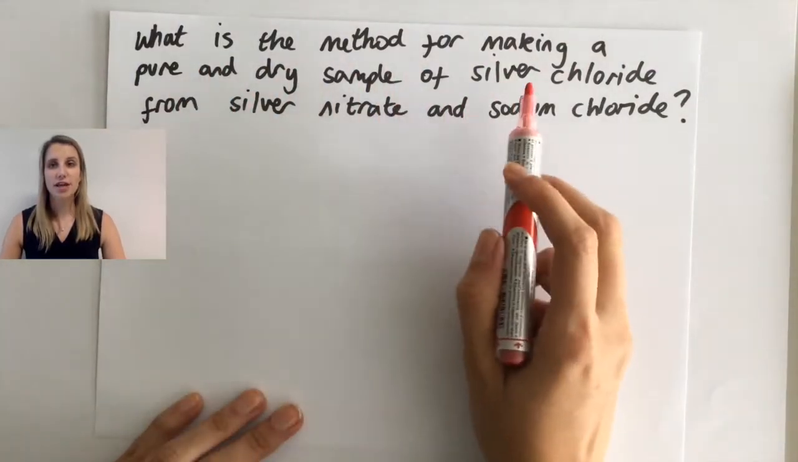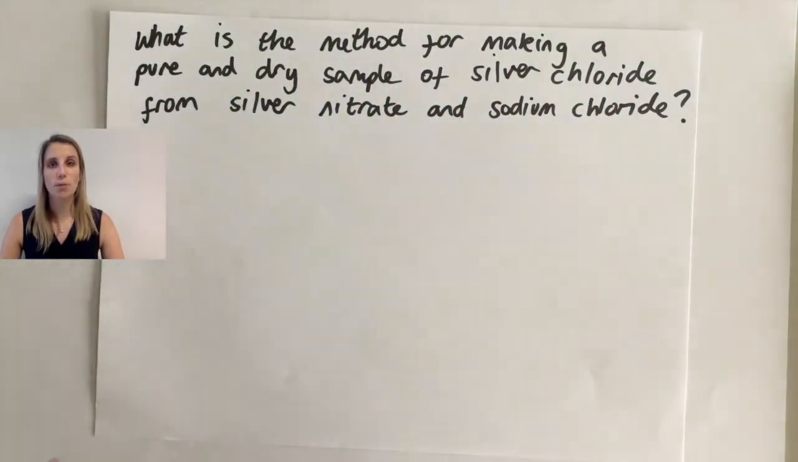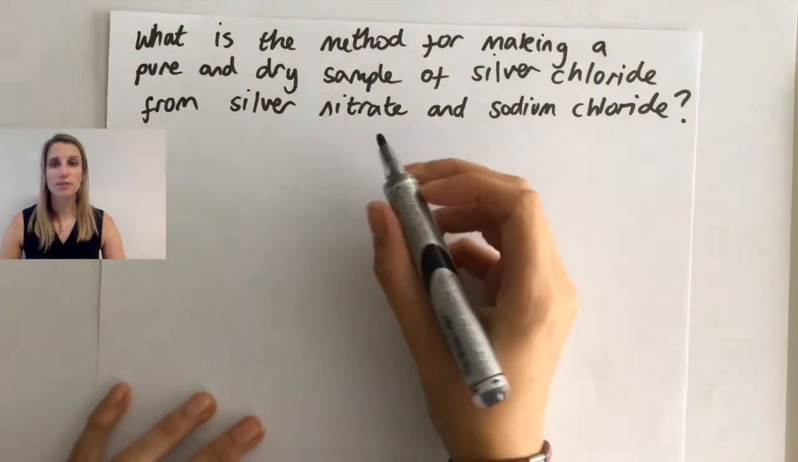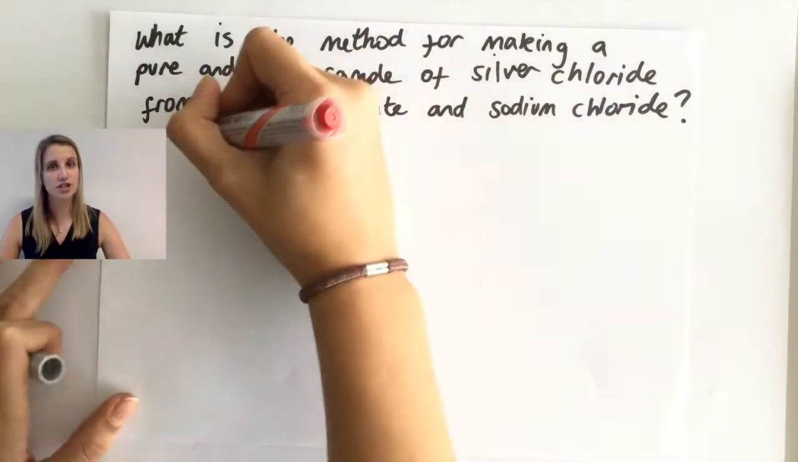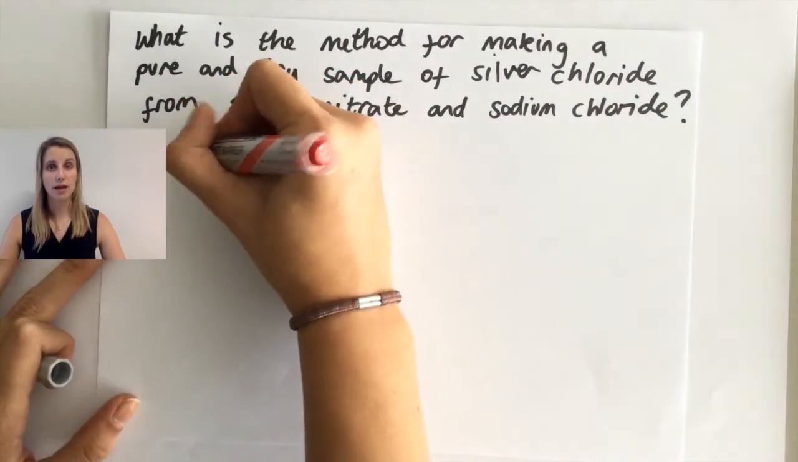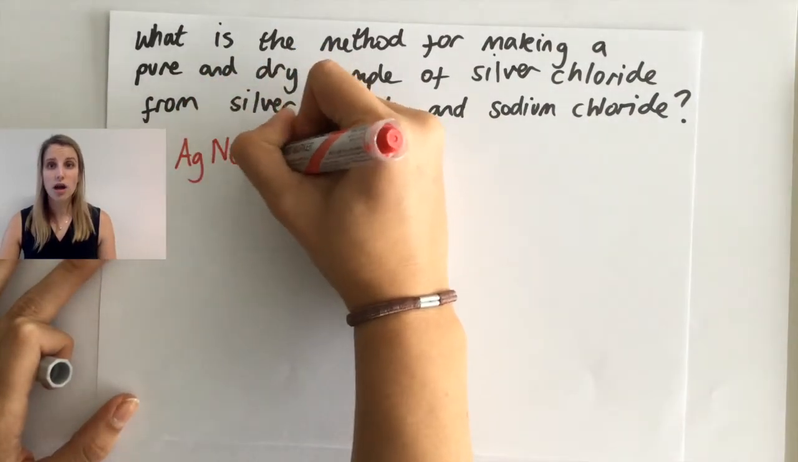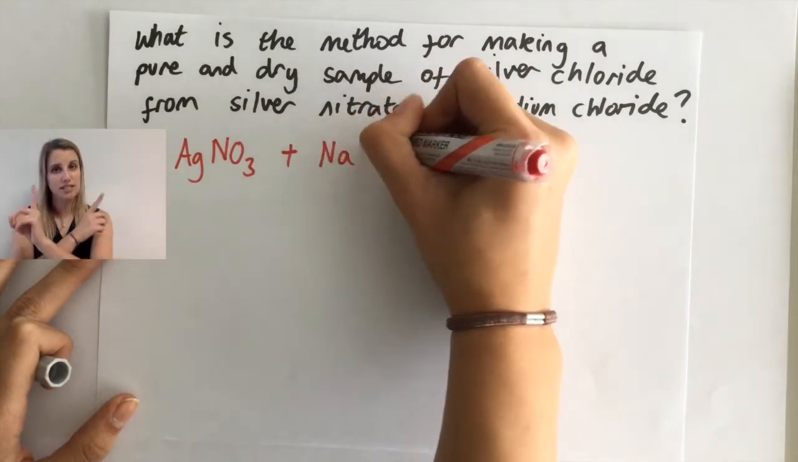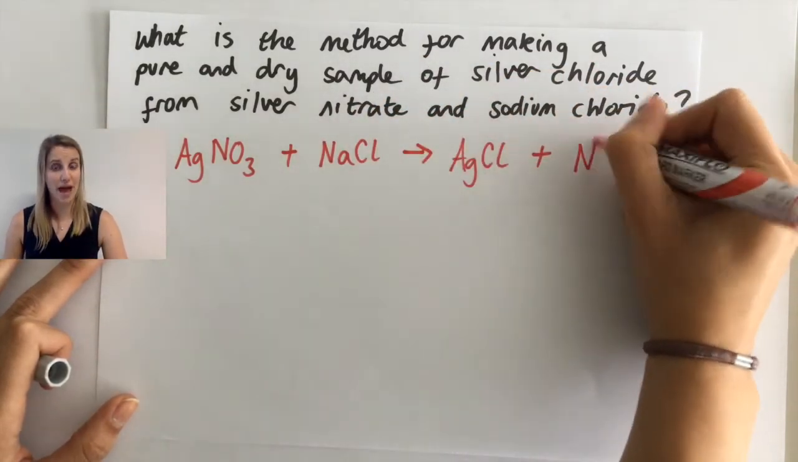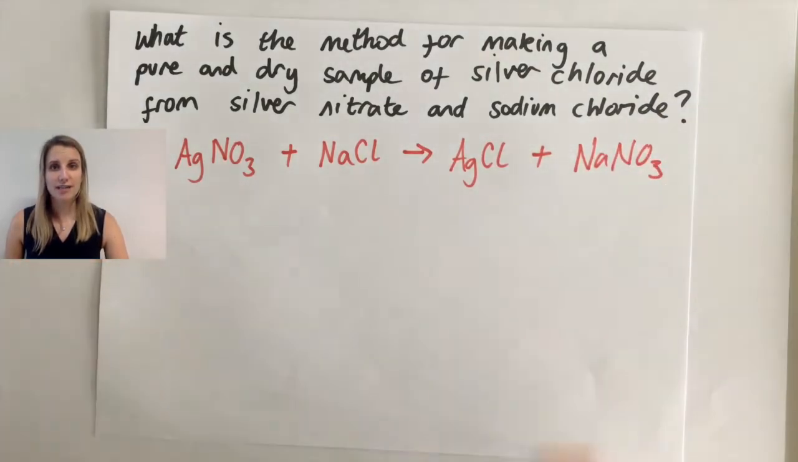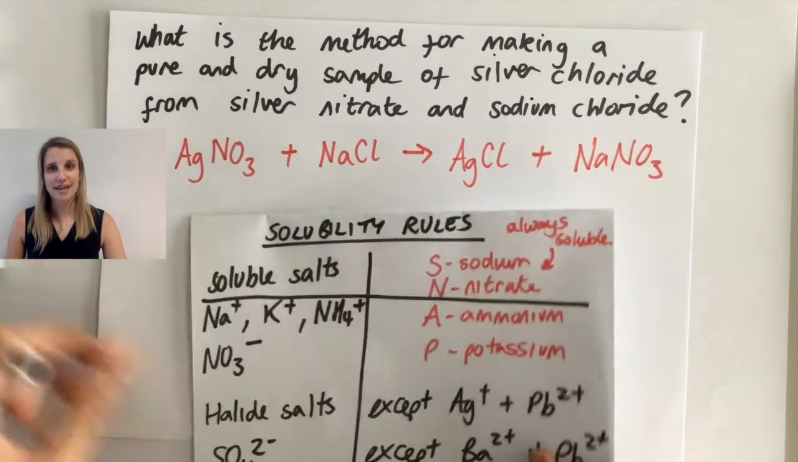So what is the method for making a pure and dry sample of silver chloride from silver nitrate and sodium chloride? The first thing I'm going to do is the equation for this reaction, which is here. It's a double displacement reaction. I hope that this part is already okay. What we're going to do differently today is find out the state symbols.